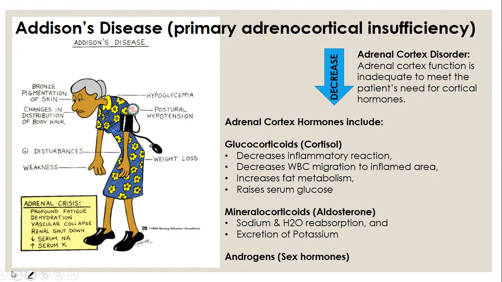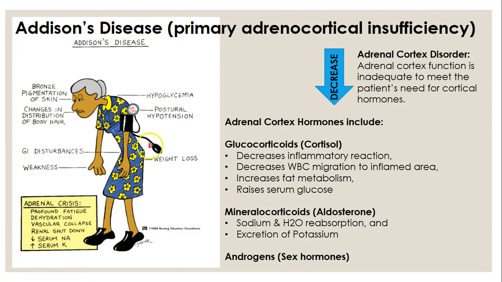All right. Addison's disease. The only thing you need to know about Addison's disease is that it is a decrease. The adrenal cortex function is inadequate to meet the patient's need for cortisol hormones. So basically, the release of these hormones is decreased. There was a rumor that perhaps President Kennedy might have had Addison's. We're unsure, but the adrenal cortex, in terms of the cortical hormones, we're talking about cortisol, aldosterone, and the androgens, which are our sex hormones.